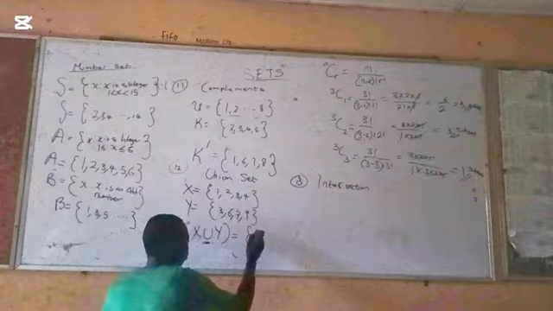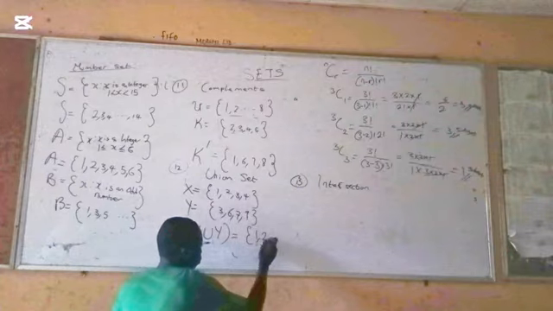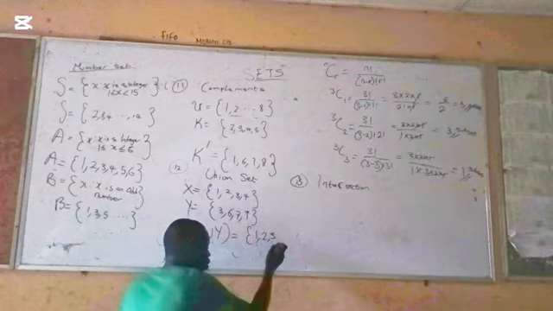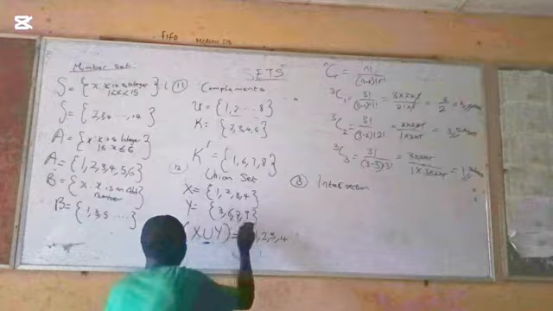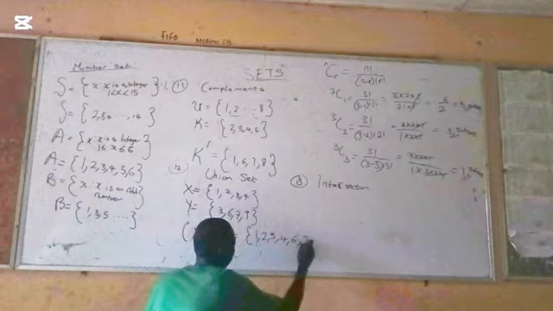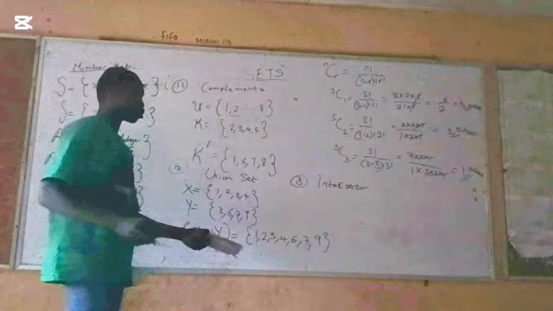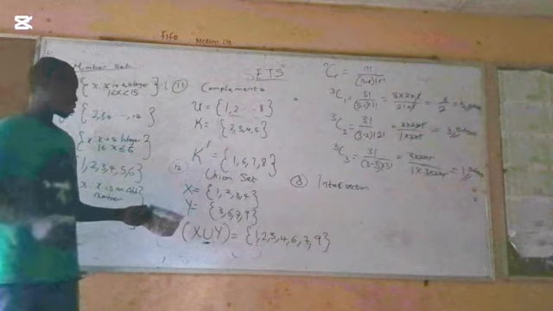So we have 1, we are going to write 1. We have 2. We have 3. We have 4. We have 6. We have 7. We have 9. So that's your union set.